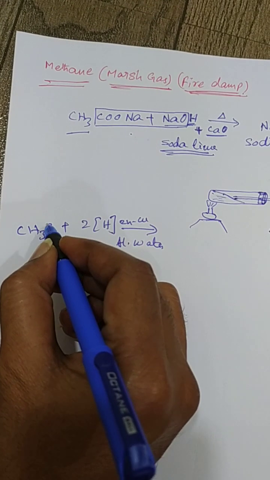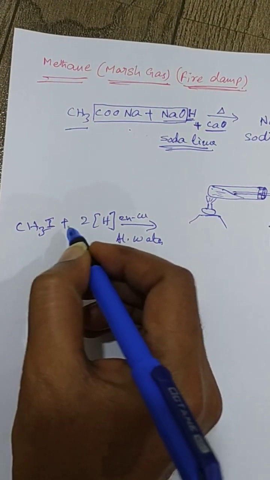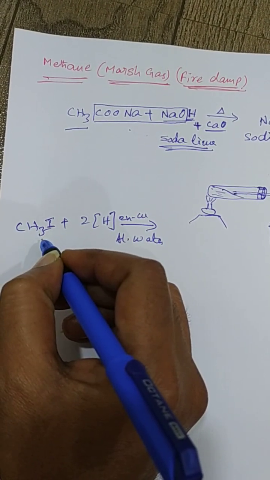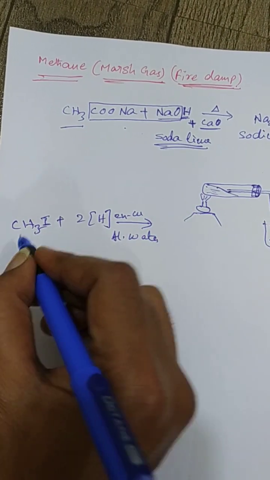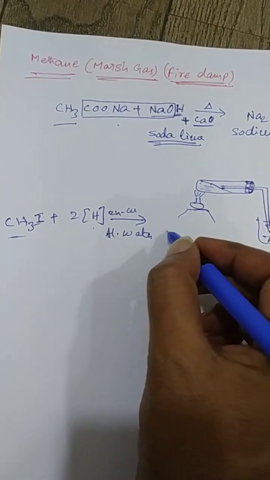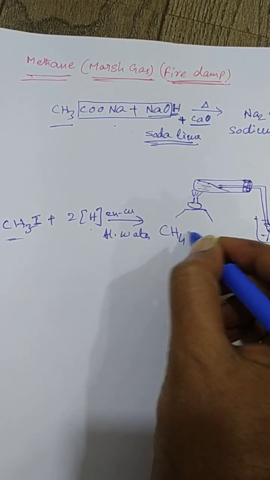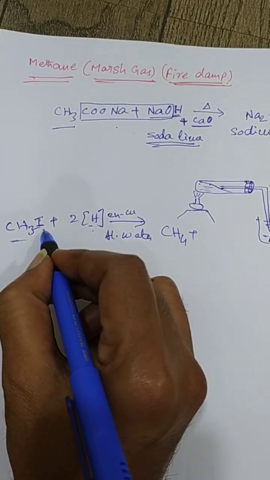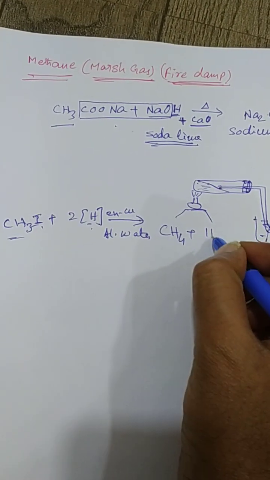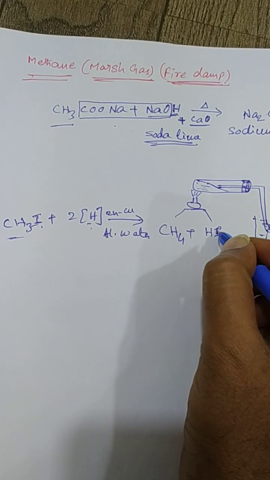Then what will happen? This has the iodine group and CH3. This CH3 will get one hydrogen and form CH4, and this hydrogen will react with the iodine and form hydrogen iodide, HI.